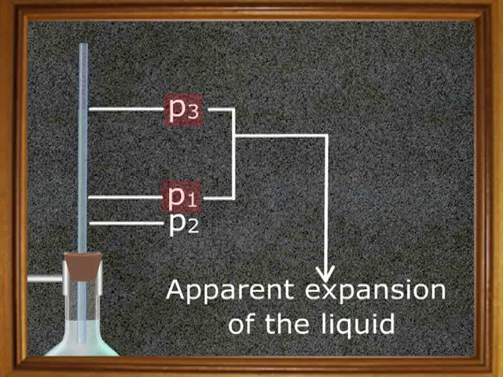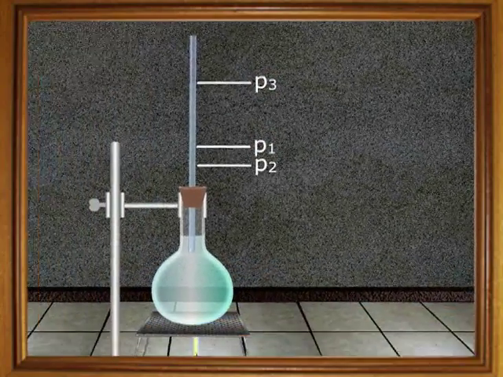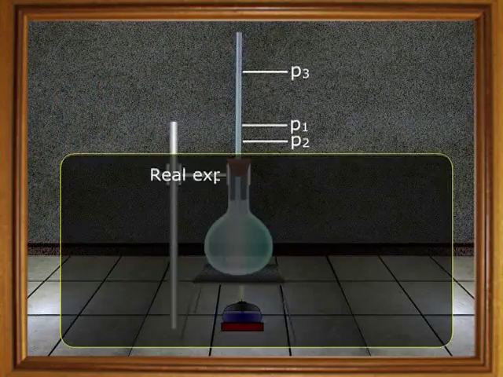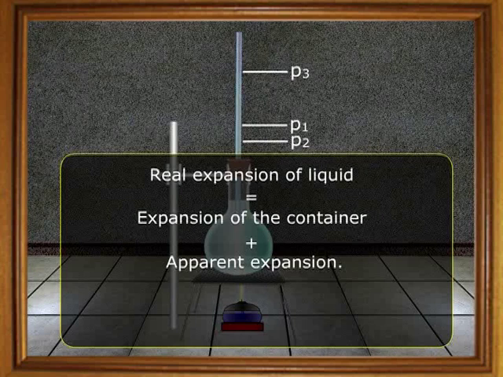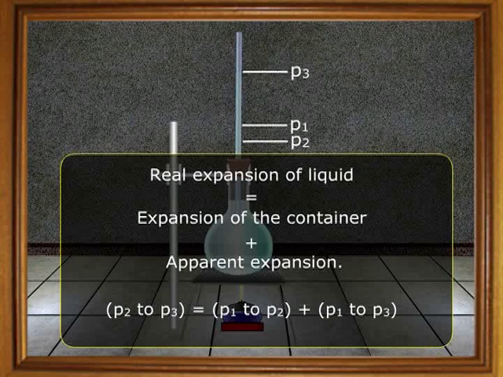P1 to P3 is called the apparent expansion of liquid. Thus, real expansion of liquid is equal to the expansion of the container plus the apparent expansion. That is, P2 to P3 is equal to P1 to P2 plus P1 to P3.